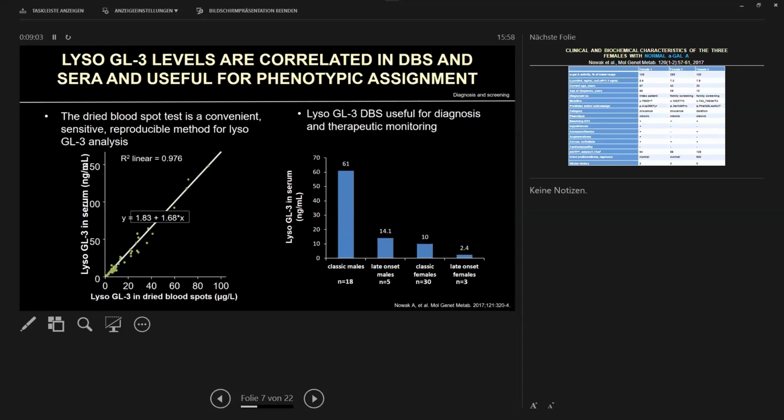It is also called DBS. This means dry blood sampling. And this is then still a reliable value that you can get from it, but it is very easily sent to the laboratory.